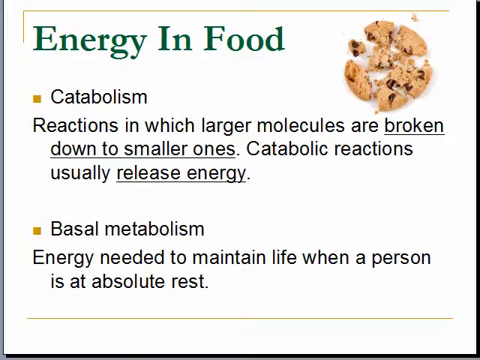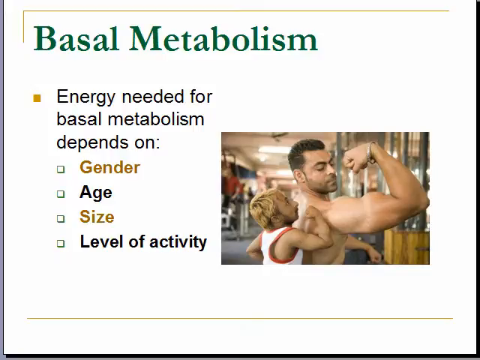The second term that you must know is basal metabolism. This is energy that is needed to maintain life when a person is at absolute rest or complete rest. Basal metabolism depends on 4 factors. The first factor is gender. Males will usually require more energy as compared to females because they have more lean muscle mass.